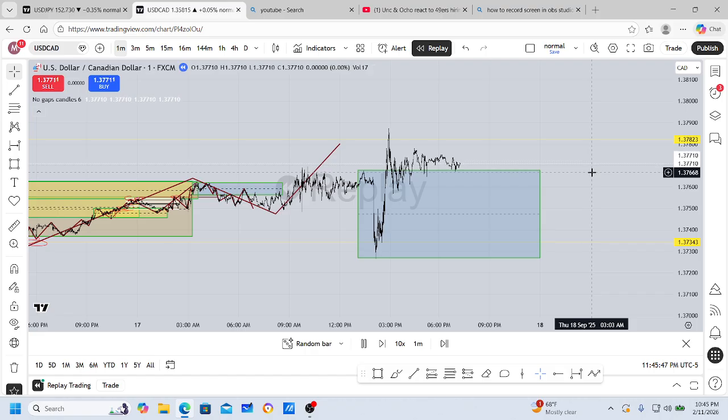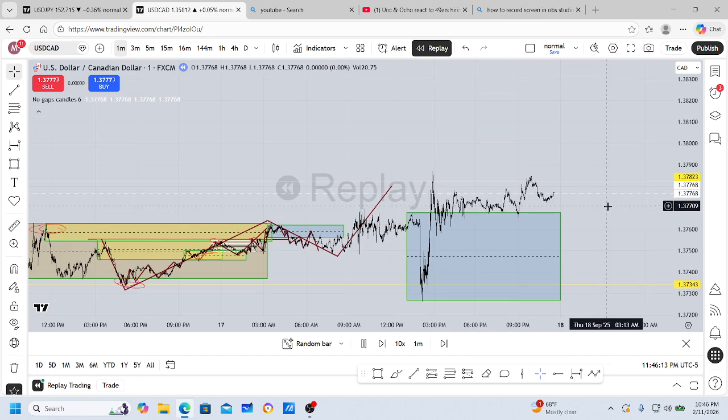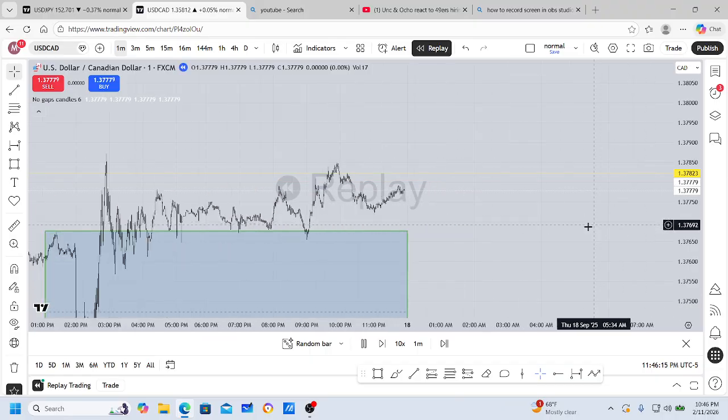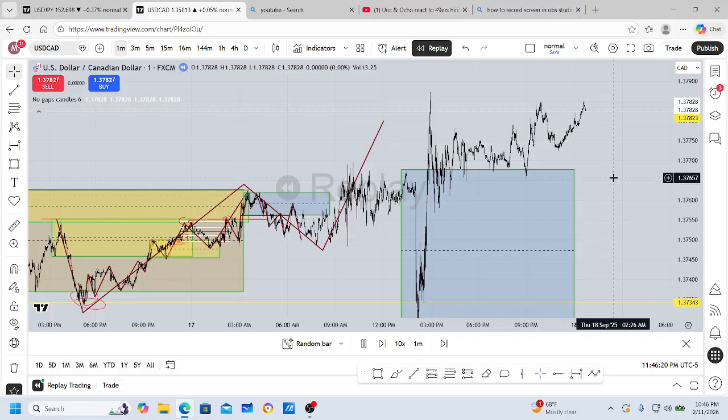Computer screaming right now. This is in Asia, so price ain't really moving that much. Fast forward to New York. Well, 9 p.m. This is the Asian session. We start to get a kick up. This is the big white candle that we saw. This is the black candle that's next to the white candle that we saw.